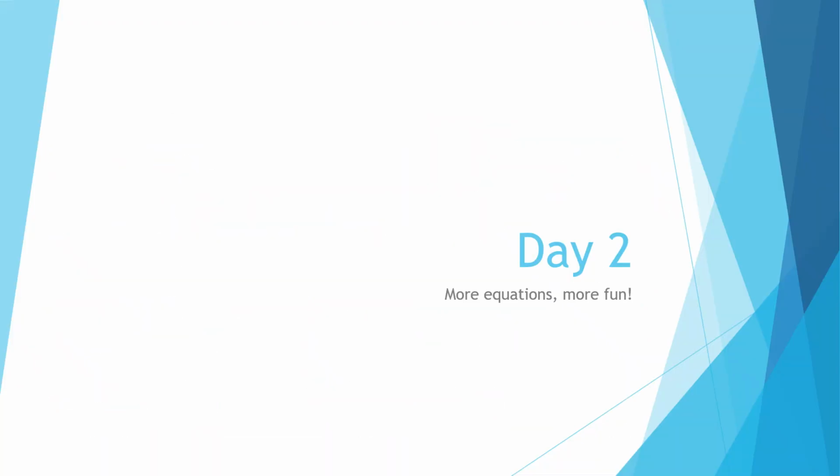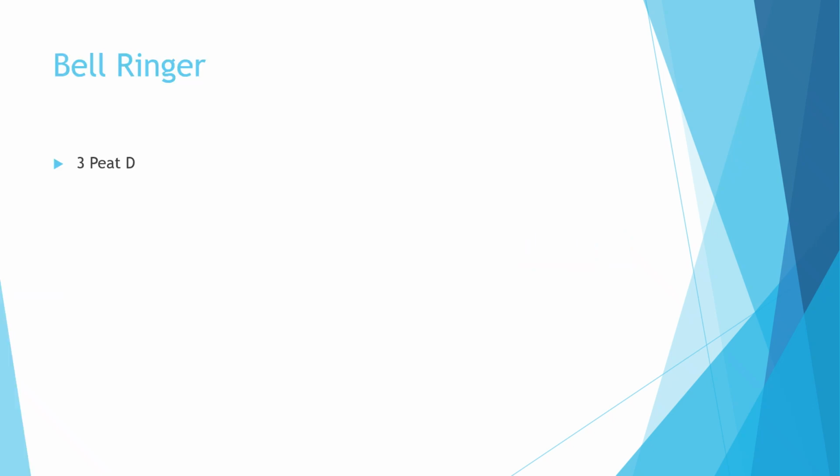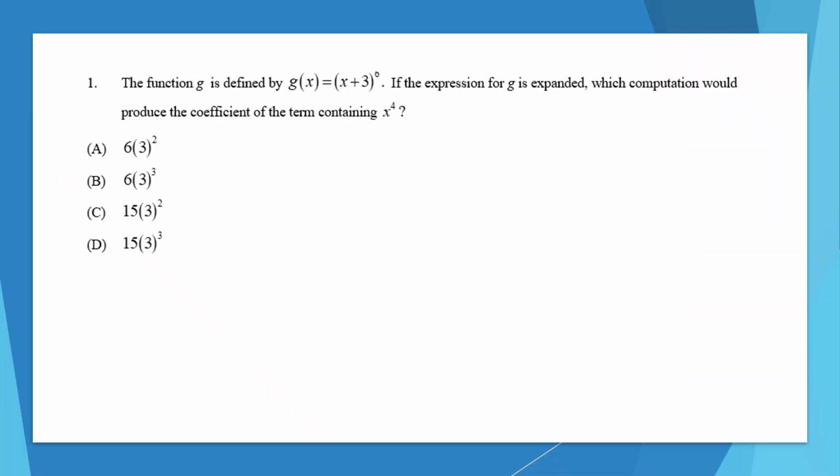All right, so picking up from day 2 where we left off, we'll start with 3-peat D. So pause the video if you haven't done this already because I am about to go over the answer. All right, so for question number 1, we have a Pascal's triangle / binomial theorem problem. If g is given by x plus 3 to the power of 6 there, what's going to be our coefficient on the term with the x to the 4th in it?